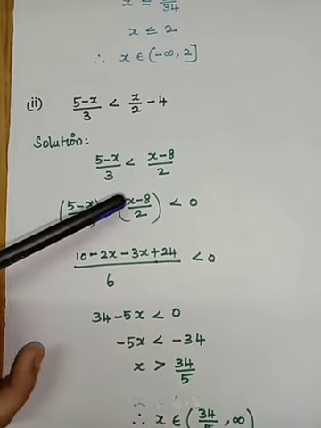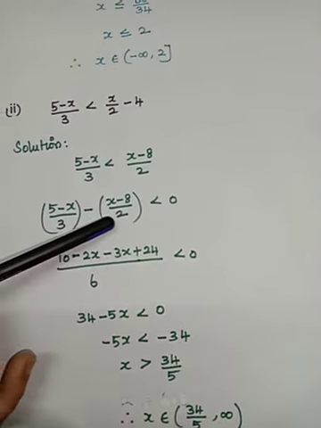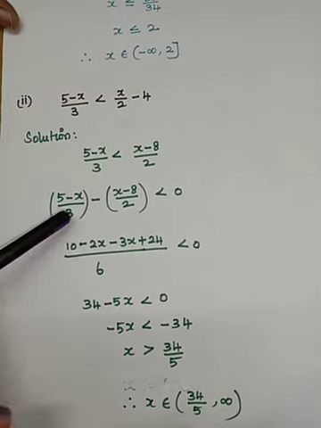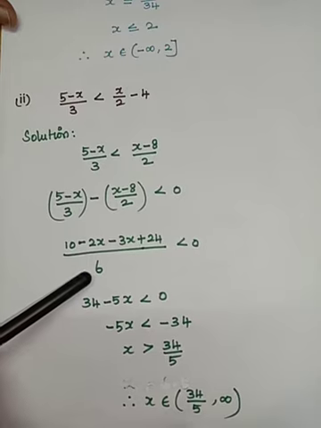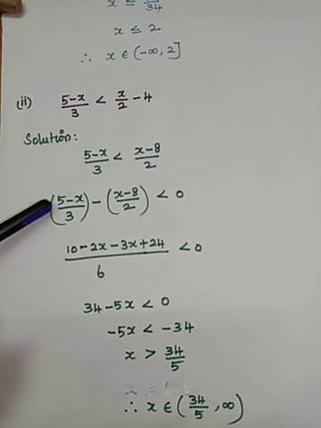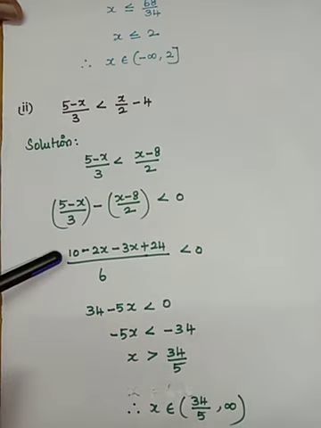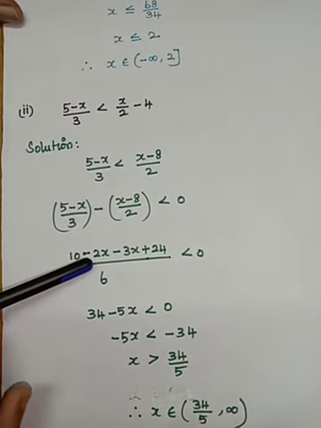So it is minus (x minus 8) by 2, which is less than 0. So you have to take the LCM. The LCM of 3 and 2 is 6. Okay. So you have to multiply 2 with 5 minus x. So 5 into 2, 10, minus x into 2, minus 2x.